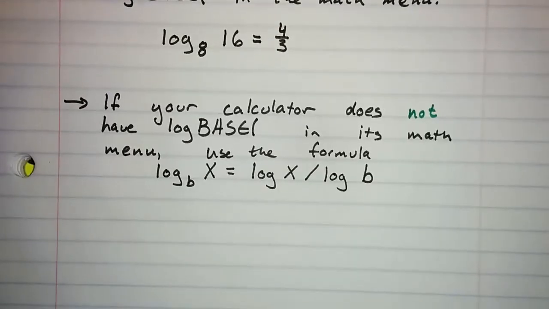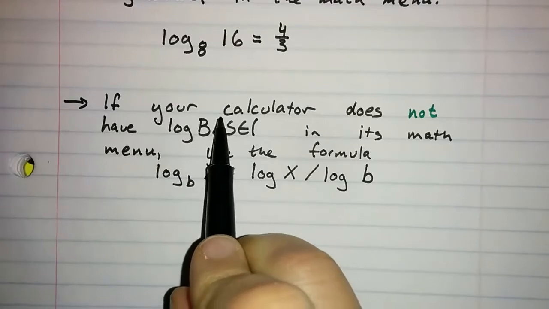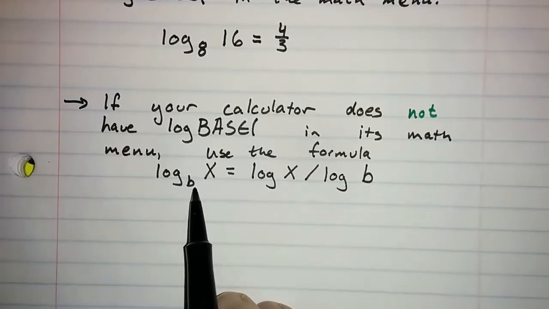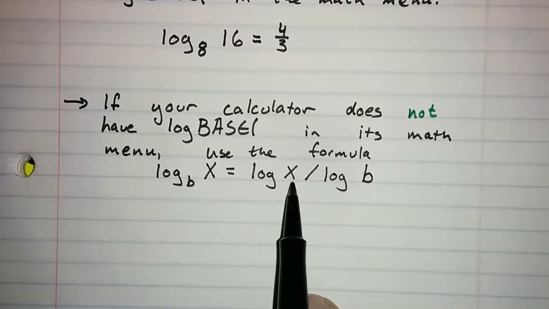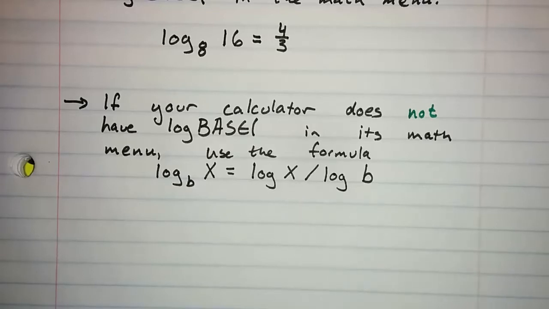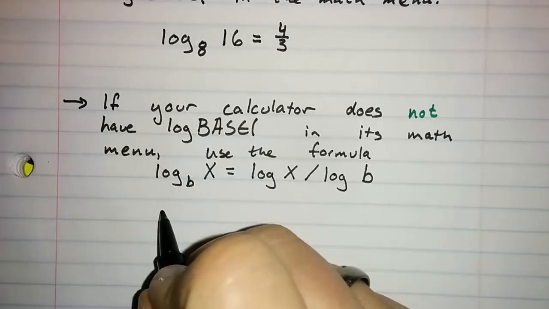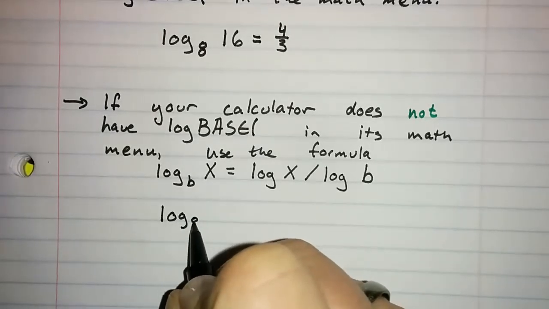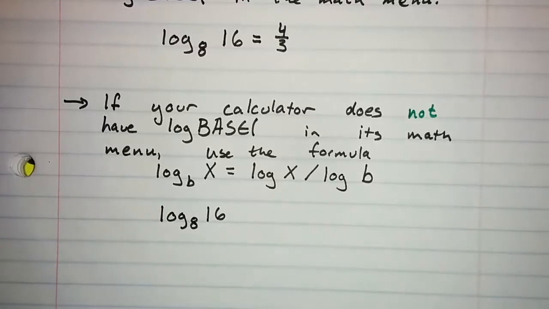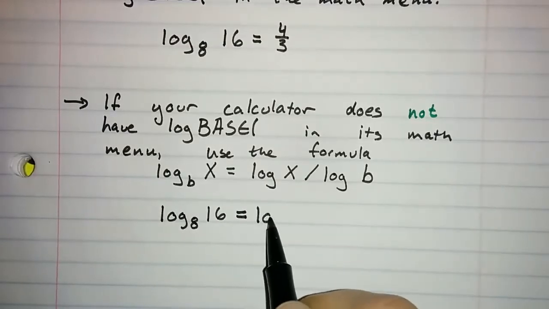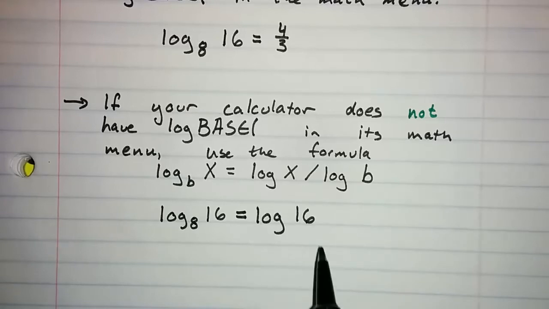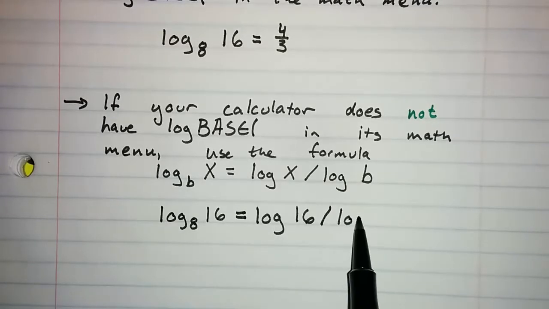If your calculator does not have a log base button, there is a formula whose derivation we're not going to talk about at all that says to take a log in any base, you can take the common log and divide it by the common log of the base. So if I want to take, again, log base 8 of 16, that's going to be the common log of 16 divided by the common log of 8.